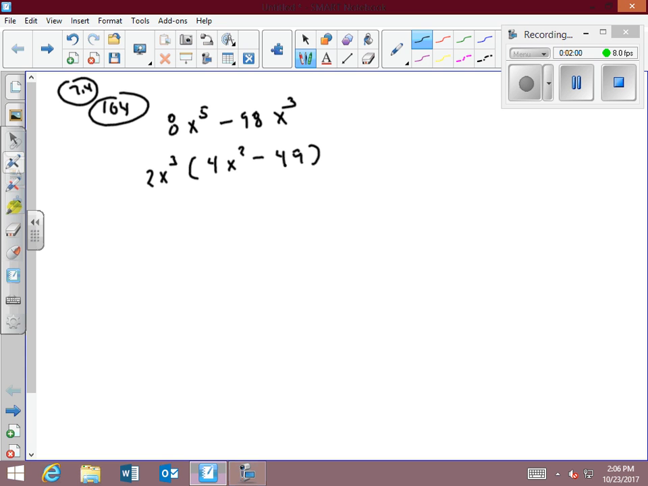So now then, this is a completely factored form. Can you factor that any further? Well, it's a binomial, right? There's 4 choices in the binomial: difference of squares, sum of squares, difference of cubes, sum of cubes. Does that fit any one of those 4?